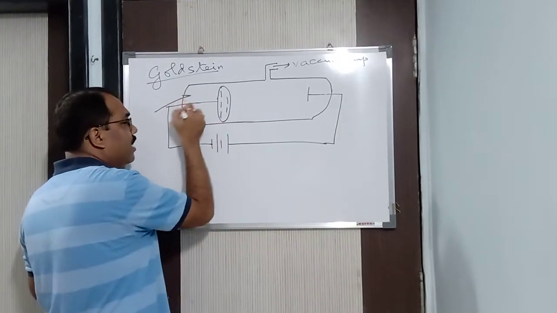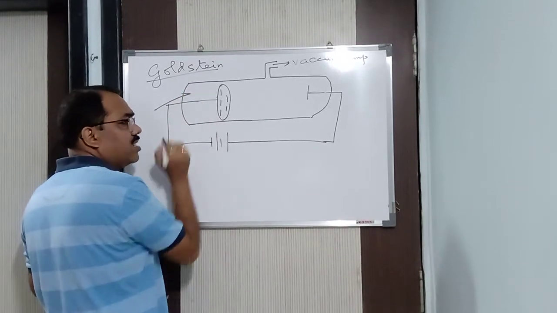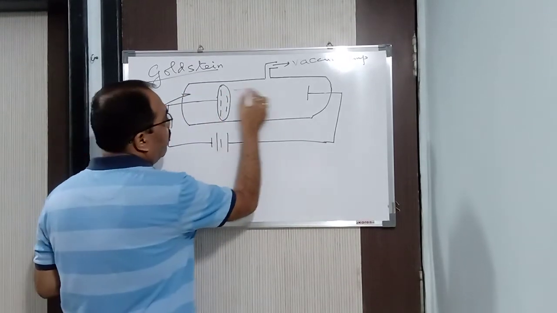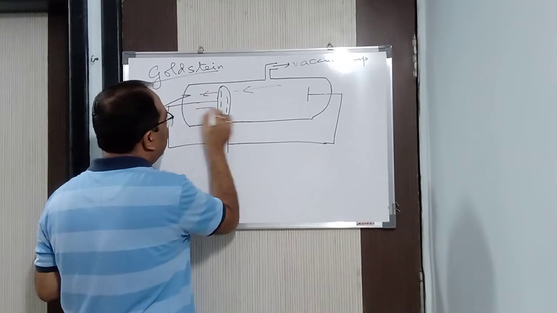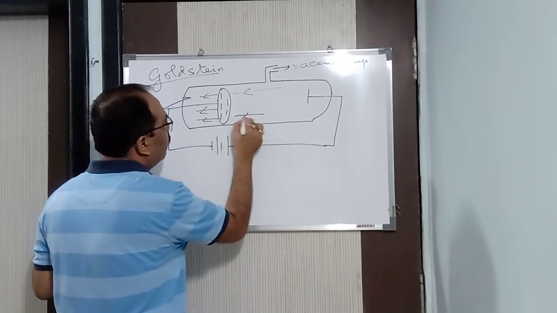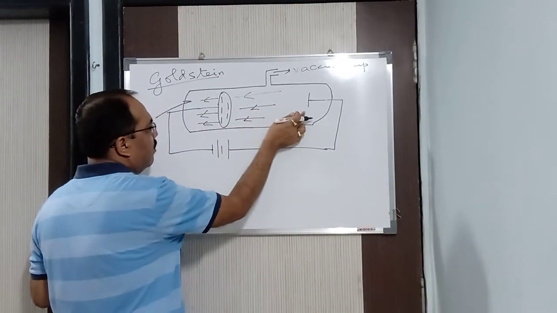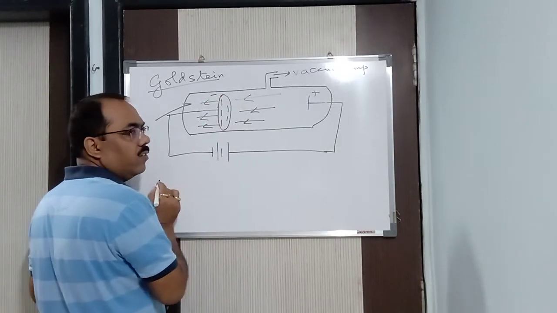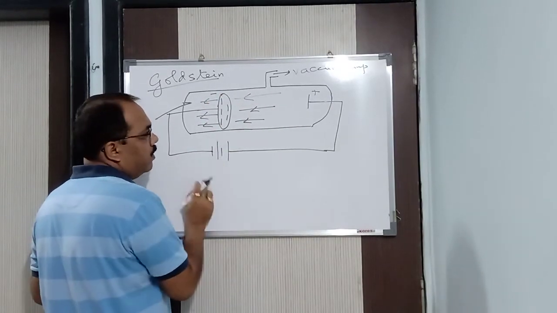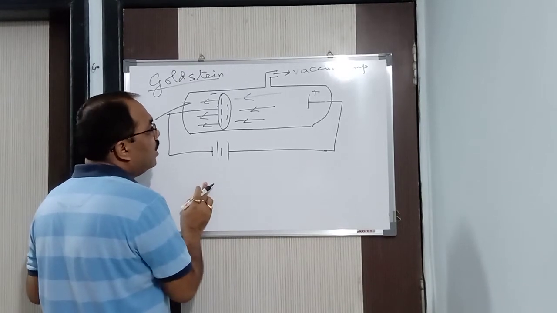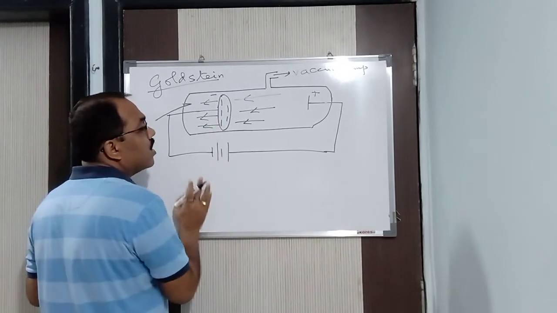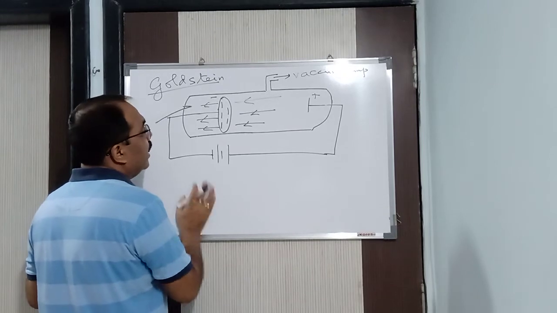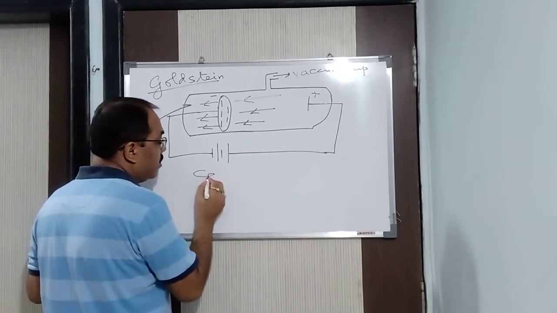So the glowing of this particular end, what does it prove? That the rays are passing through this perforated cathode, and the direction of the rays was from positive to negative. Alright, so this particular ray was called positively charged rays, and it was also called canal rays.